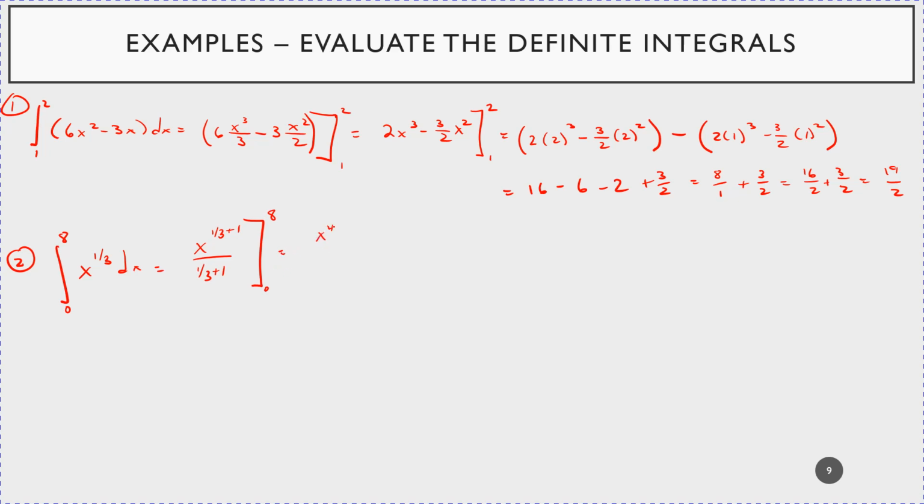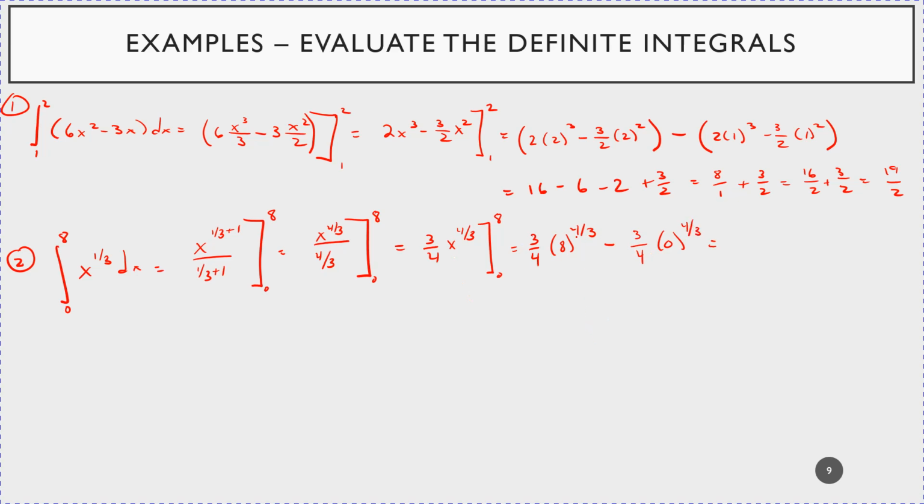So this is x to the 4/3 divided by 4/3, evaluated from 0 to 8. So the 4/3 comes up as 3/4 x to the 4/3, evaluated from 0 to 8. Well, now just apply the fundamental theorem. Plug in 8. So this is 3/4 times 8 to the 4/3 power, minus, now plug in 0, 3/4 times 0 to the 4/3 power.